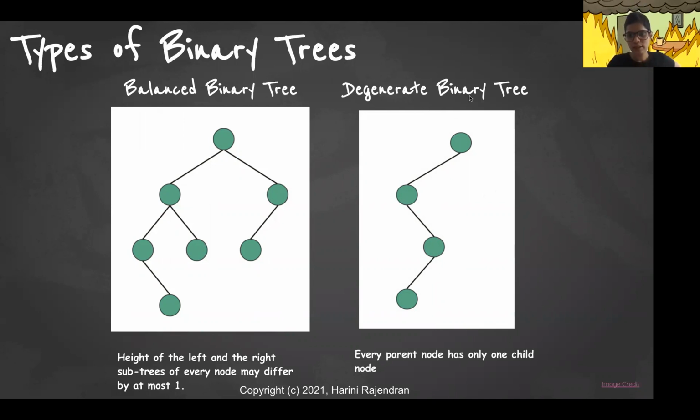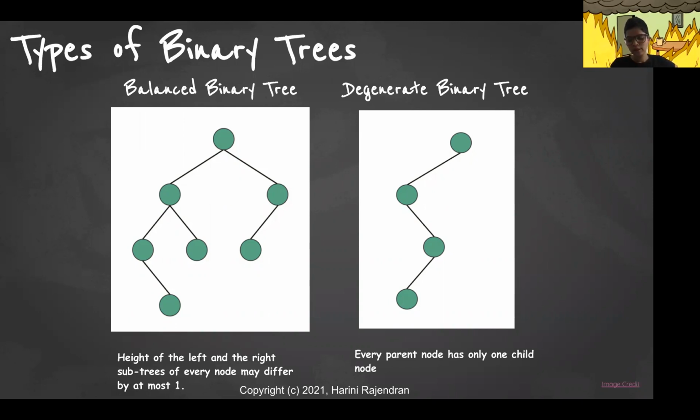Another type of tree is called a degenerate binary tree. A degenerate binary tree is the kind of tree where each parent has only one child attached to it. So if you see, each and every node has just one child attached to it. That is why it's called a degenerate binary tree. So these are some of the basic types of trees.